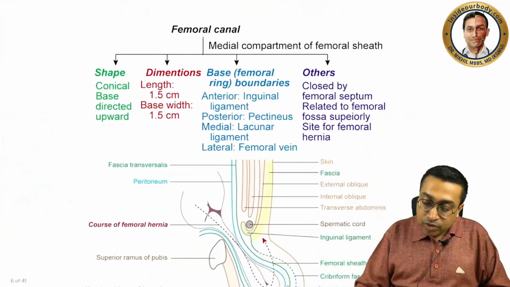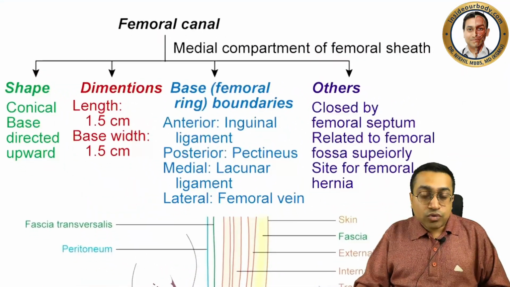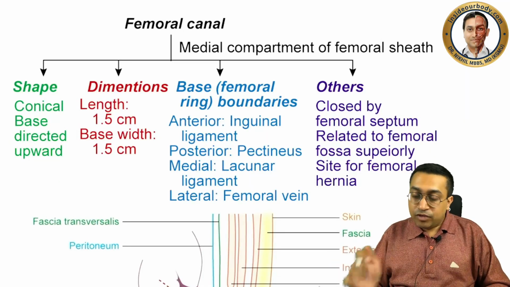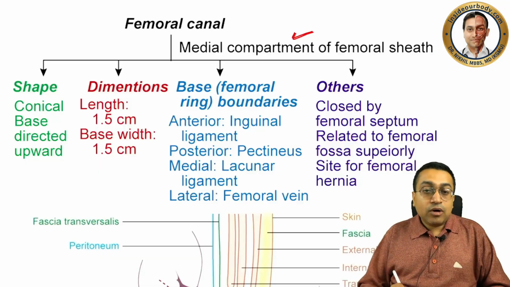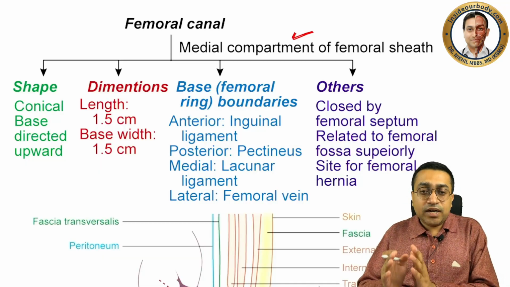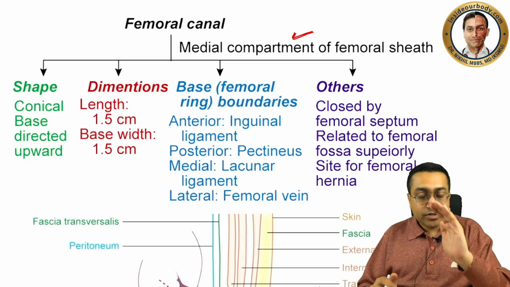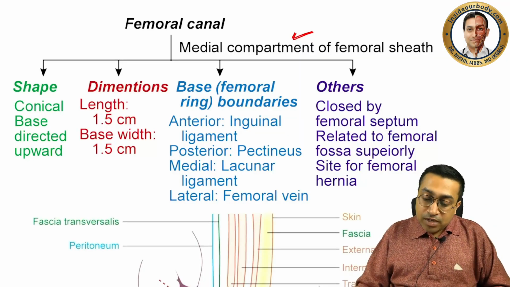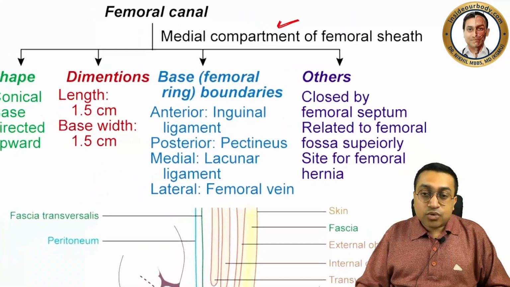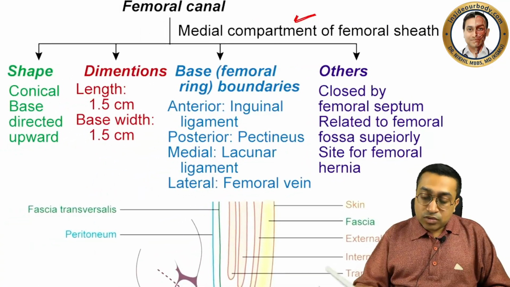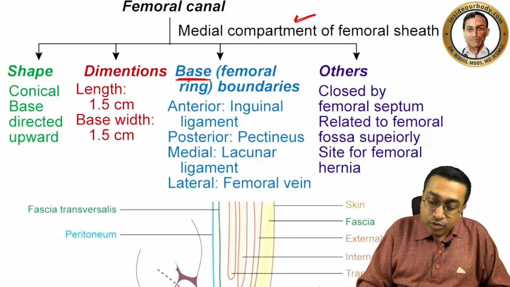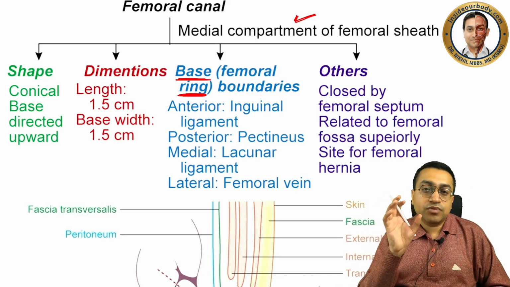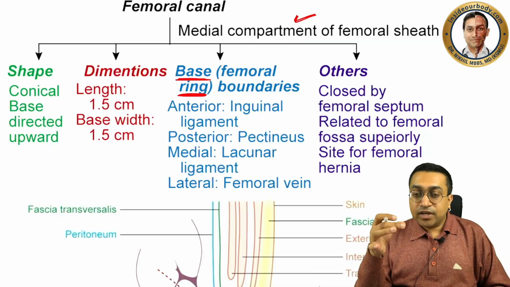Then we come on to the femoral canal now. I told you the femoral canal is the medial most compartment of the femoral sheath, we know that. Now this is a conical structure with its base directed upwards. We saw that also in 3D. Dimensions you can skip, not a problem. Remember the base and the others. Let me show you this. So see the base, which is the femoral ring. I told you there is a structure, the femoral ring, which is forming the base of this femoral canal on the top. That ring like structure.